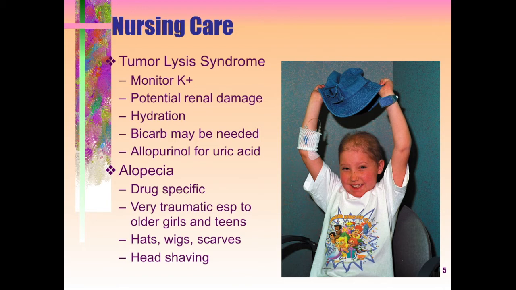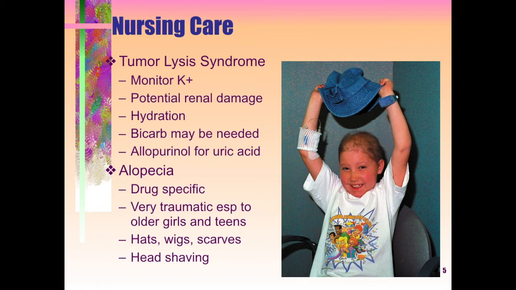We may be administering bicarb to neutralize it, but when we give them this hydration, we are not giving them extra potassium. These tumor cells also raise the uric acid level as the cells break down, and so you'll be giving allopurinol 2 or 3 times per day.